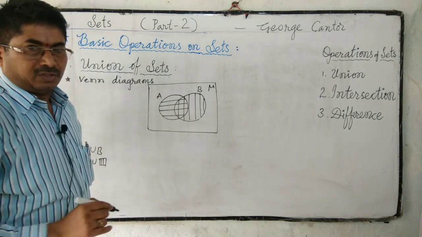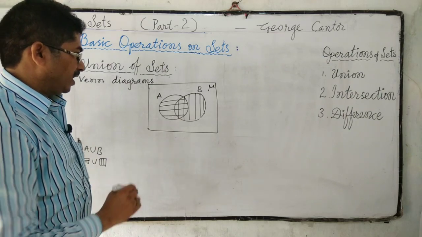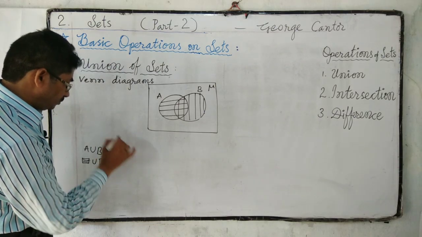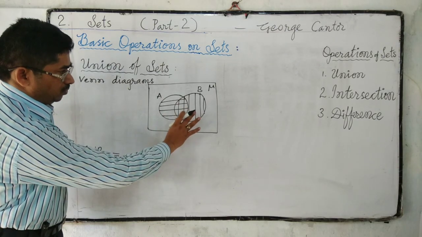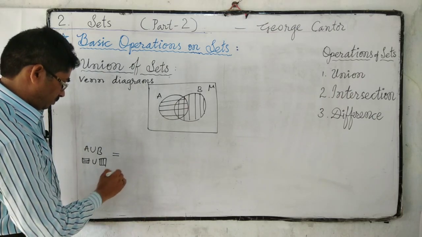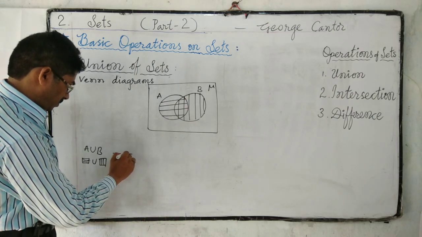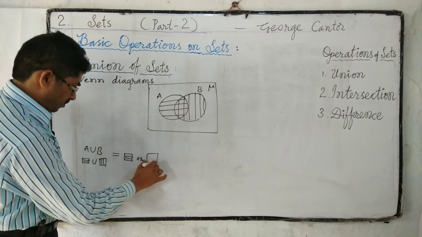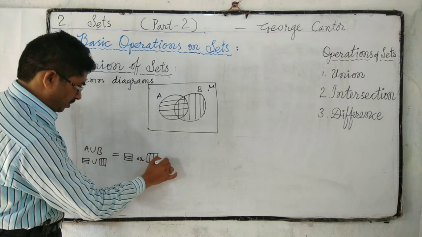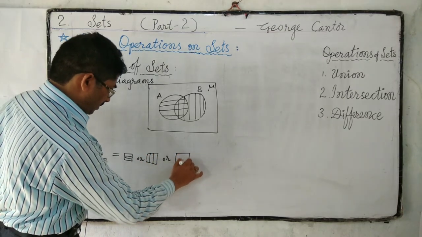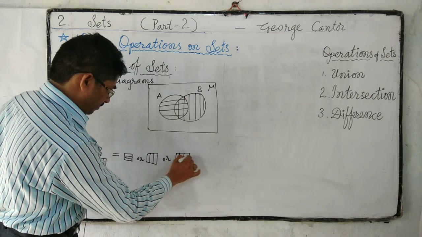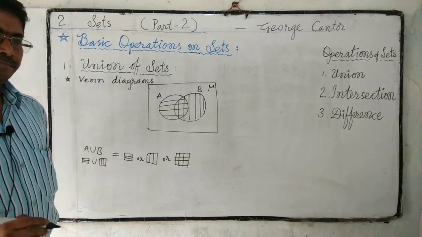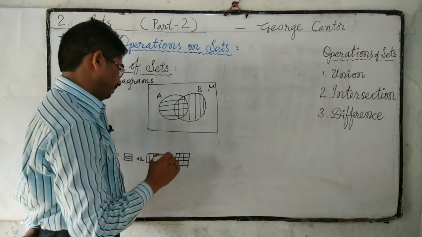So what is the result of A union B? A union B is equal to the total shaded region, either horizontally or vertically or net shaped. This is the result of A union B. This is net shaped.